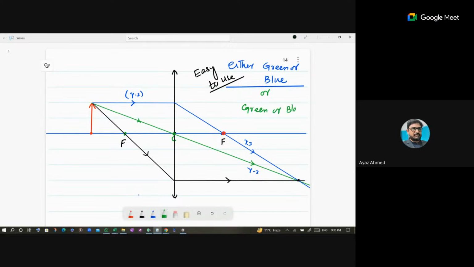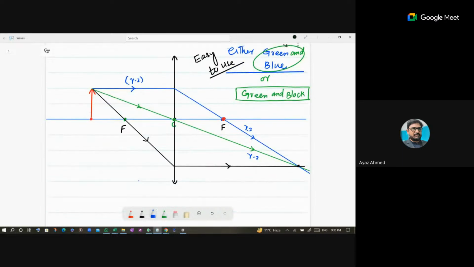So usually we use which one? This one. This is not green or, sorry, green and blue. This is not 'or', this is 'and'. We need two. So what do we use? We use that green and blue. Most of the times we use that.